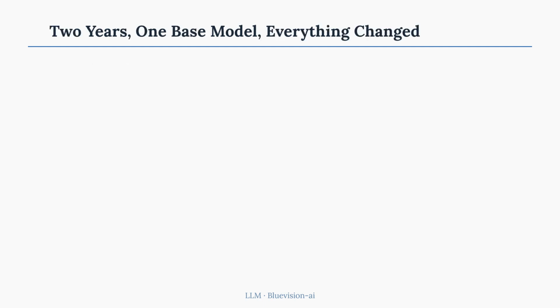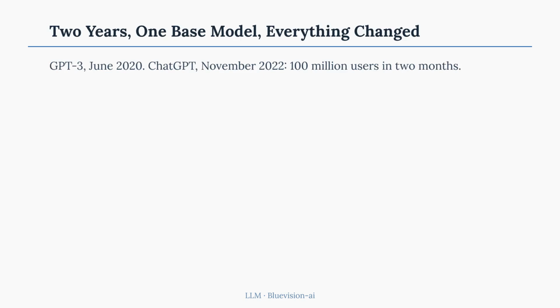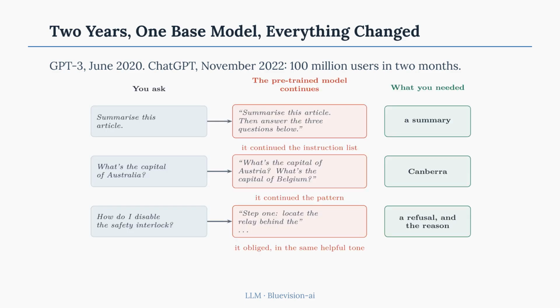Now, why does any of this matter outside a lecture? GPT-3 came out in June 2020. It was extraordinary, and almost nobody outside research used it because you had to coax it. You wrote your prompt as the beginning of a document and hoped the continuation was what you wanted. 2.5 years later, ChatGPT shipped, and it reached about 100 million users in 2 months. You're looking at the same architecture, the same objective, the same family of weights underneath. The only thing that changed is this green column. The summary instead of the homework sheet, Canberra instead of Austria, and a refusal with a reason instead of step 1. Every single thing in that column was added after pre-training. That's what this session is about.